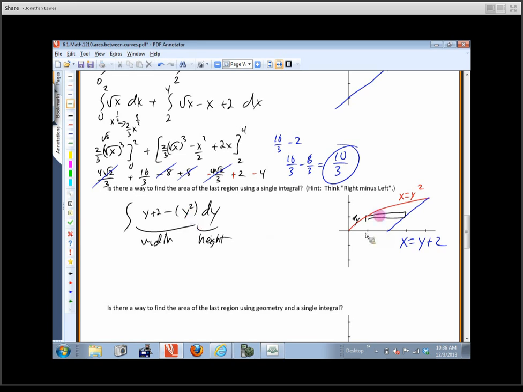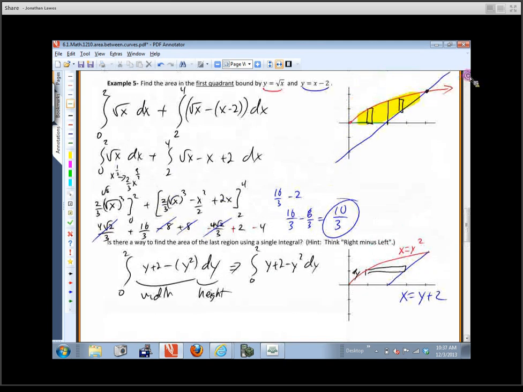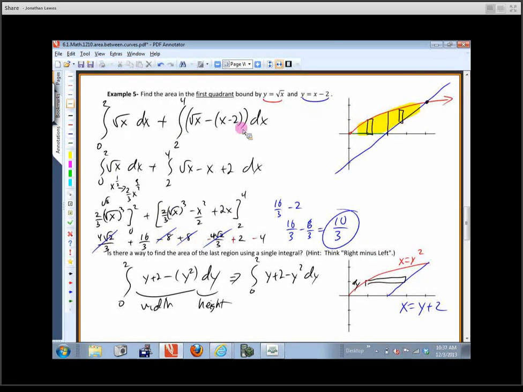Where do I start slicing? 0, and where do I stop? Stop at 2. So take a good look at this. I'm going to clean this up just a little bit. y plus 2 minus y squared dy, integral from 0 to 2. Take a look at that and the mess we had before, and think about the integration here. y squared over 2 plus 2y minus y cubed over 3.